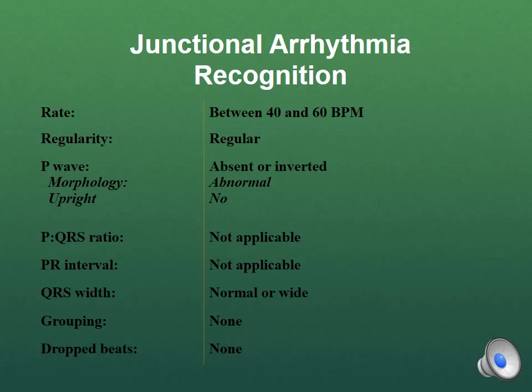So recognizing junctional rhythms, like we said, our rate is going to be between 40 and 60 beats a minute. It should be regular. We'll either have absent or inverted P waves, and they're going to be abnormal in some fashion, either hidden or not present. We're not going to have a P to QRS ratio because generally we're not going to see a P wave. The PR interval is not applicable. QRS width should be normal, and there's not going to be any grouping or dropped beats.